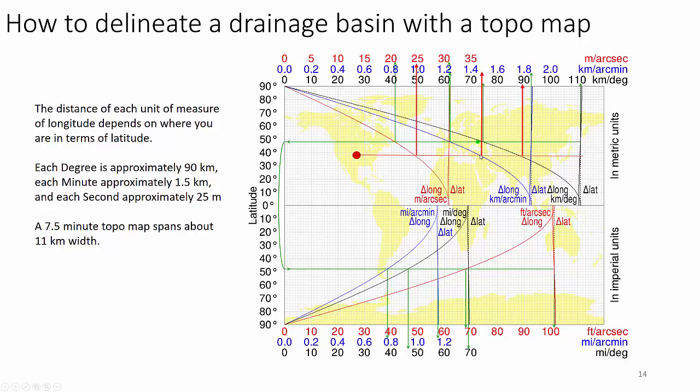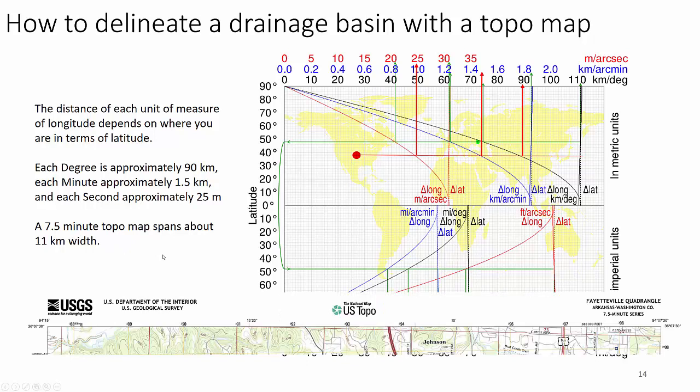And where it crosses the blue line, that's in arc minutes, and we can say an arc minute is roughly 1.5 kilometers. Every minute's roughly 1.5 kilometers. And where it hits the black line, that's in kilometers and degrees. Every degree is roughly 90 kilometers. So you can see that's this area that's covered by this. So it's a 7.5-minute topographic map, and roughly where Arkansas is spans about 11 kilometers wide.